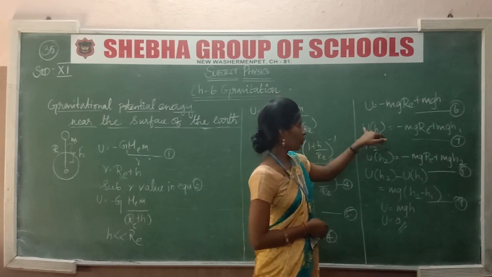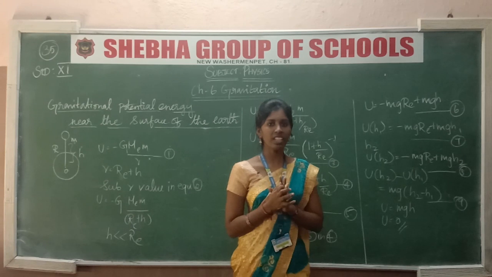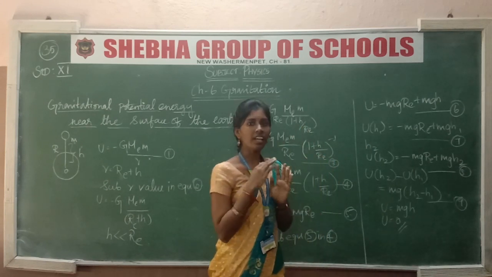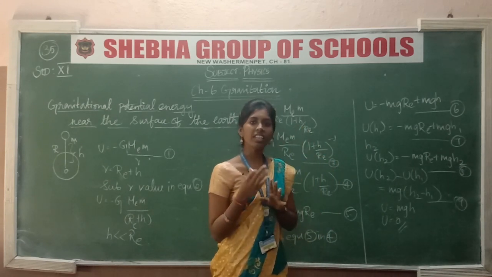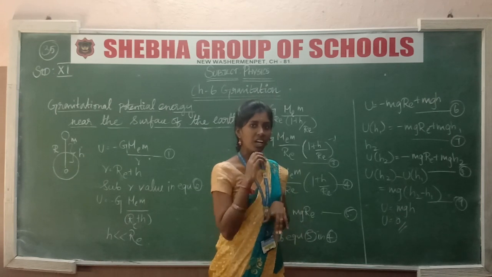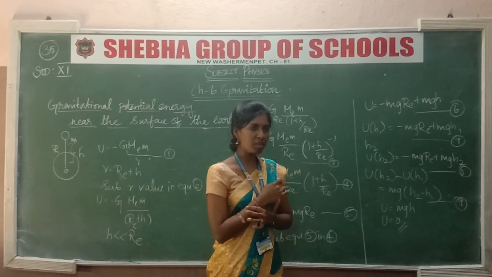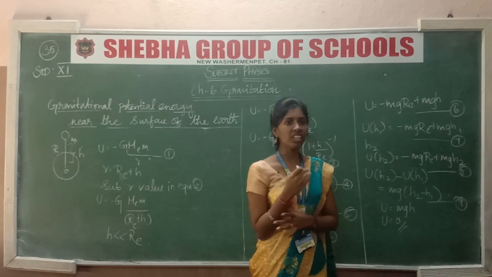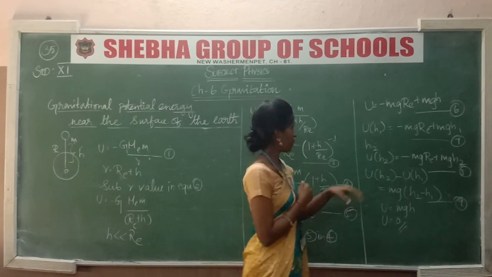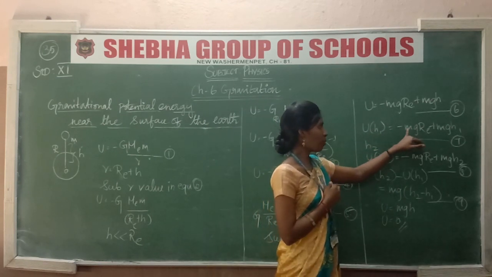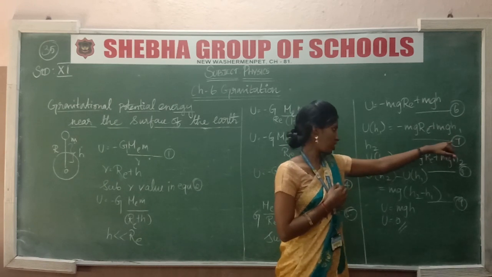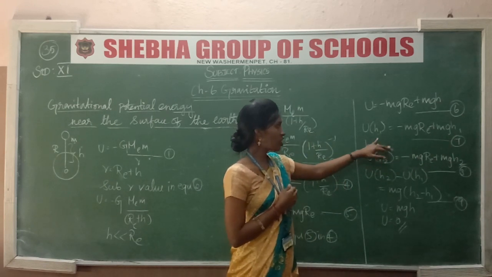So U is the height H1, measured from the radius of the earth. We measure the height between the earth and the sun, and then the height from gravitation to the earth. So U is equal to H1, which is equal to minus mgRE plus mgh. This is the seventh equation. Then H2 will be calculated.